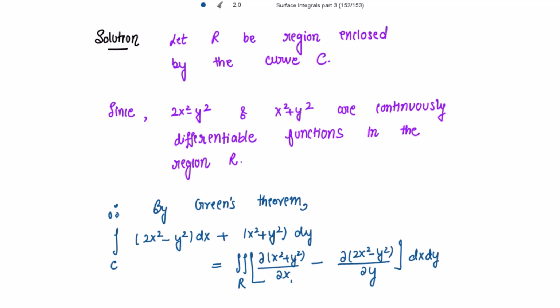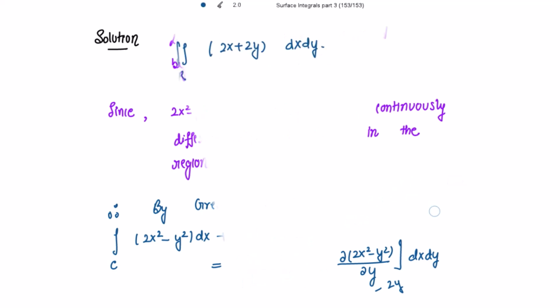When we partially differentiate x² + y² with respect to x, we get 2x. And when partially differentiating 2x² − y² with respect to y, we get −2y. Because of this negative sign, the integrand becomes 2x + 2y. Is it okay? Fine. Let's write this.